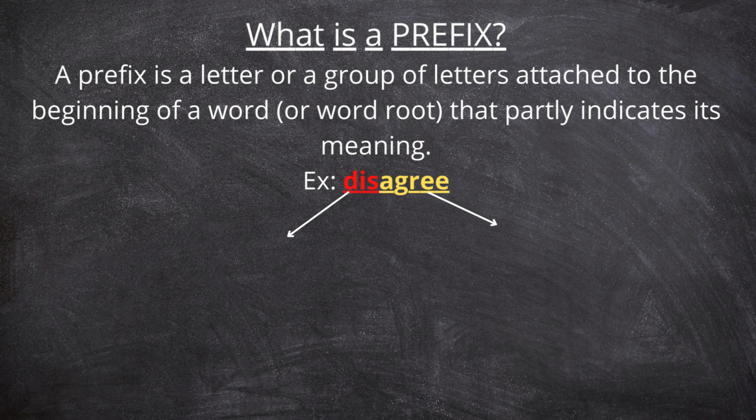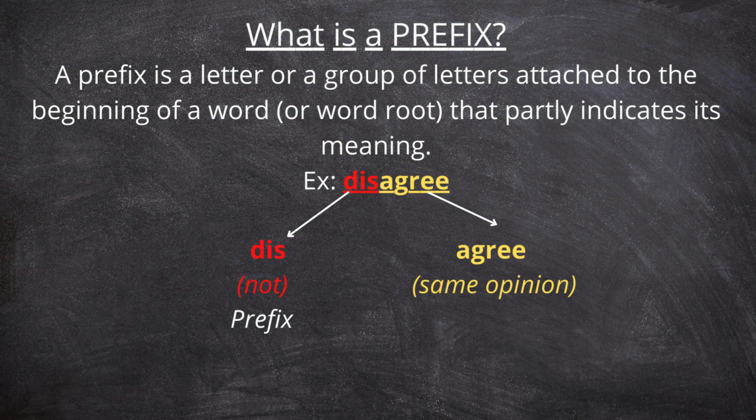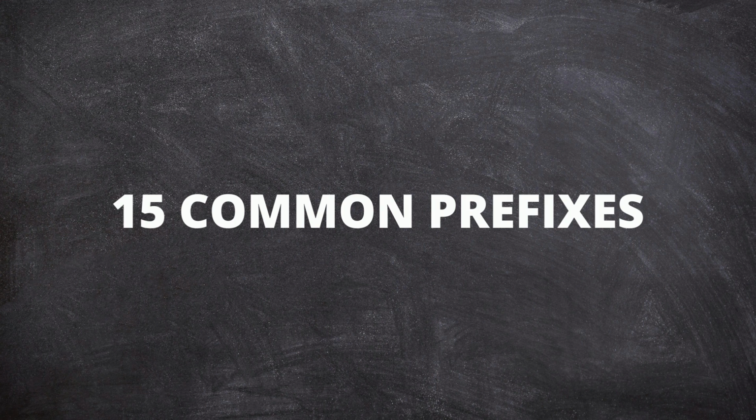For example, disagree. Dis means not, which is a prefix, and agree means to be of the same opinion. So both put together form the word disagree. So let us look at 15 common prefixes.